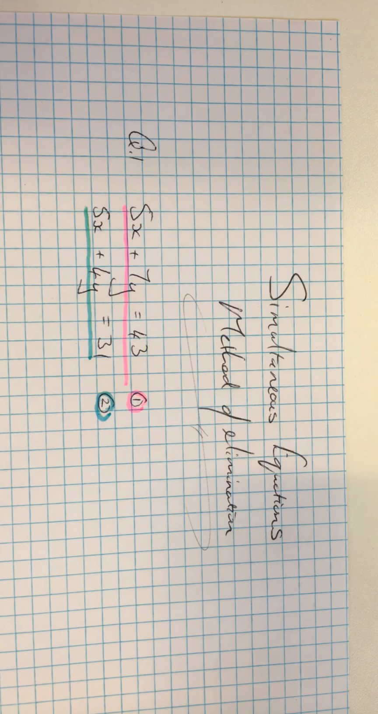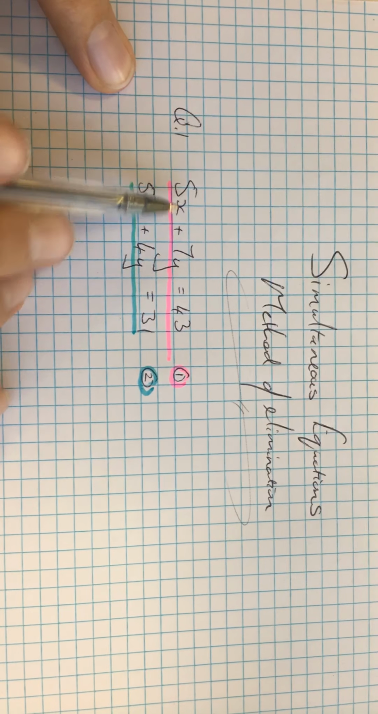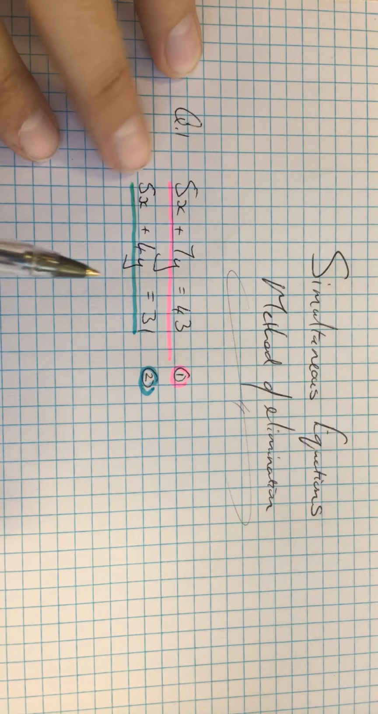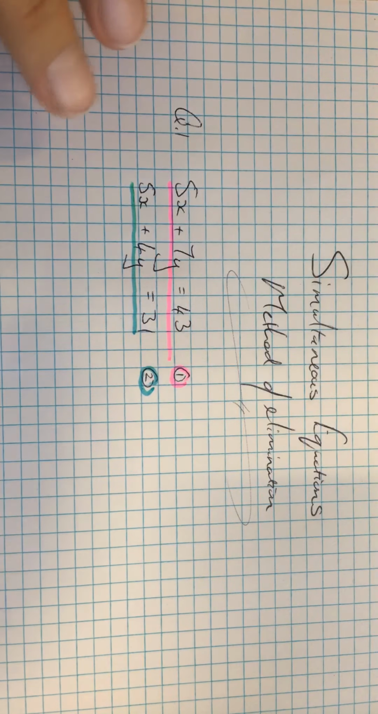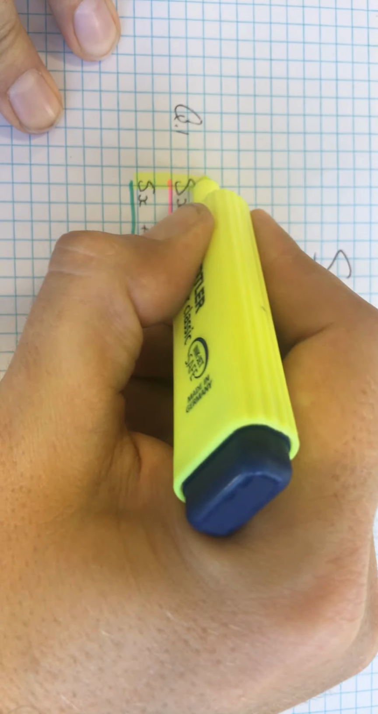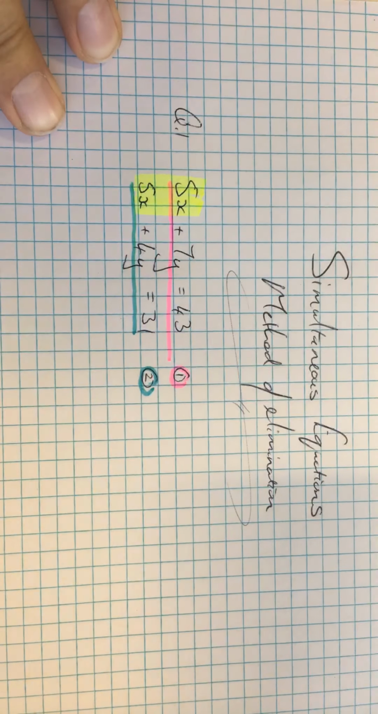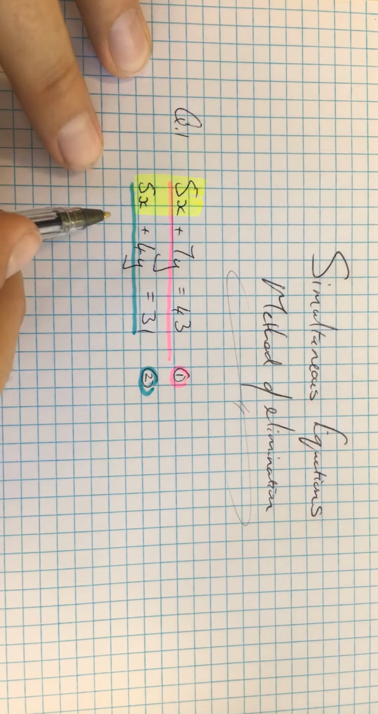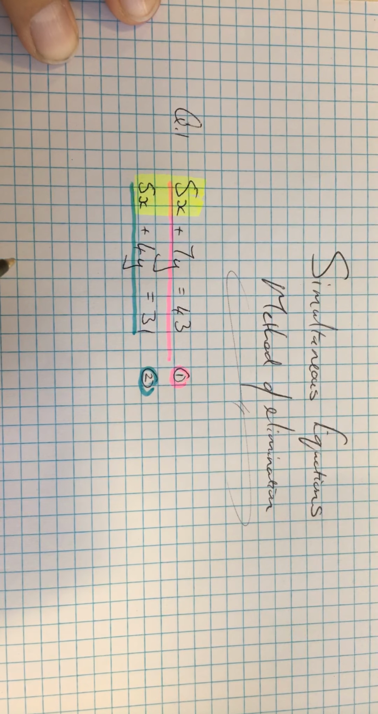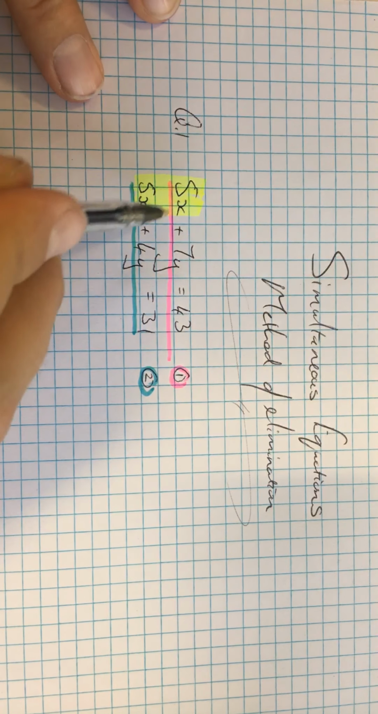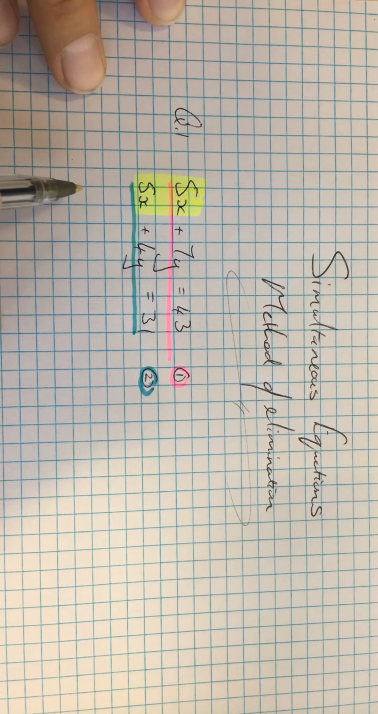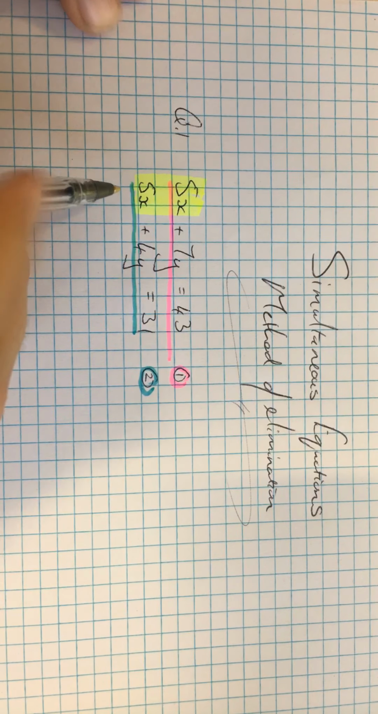All right. So what I'm looking for is getting rid of a variable. I want to get rid of either an x or a y. So my eye is immediately drawn towards these two 5x's, because I think that's the easiest way I'm going to get rid of a variable. It could have been the y too, but I'd like to go for the x because it looks like the easiest one. And I can subtract one equation from the other to get rid of that x.